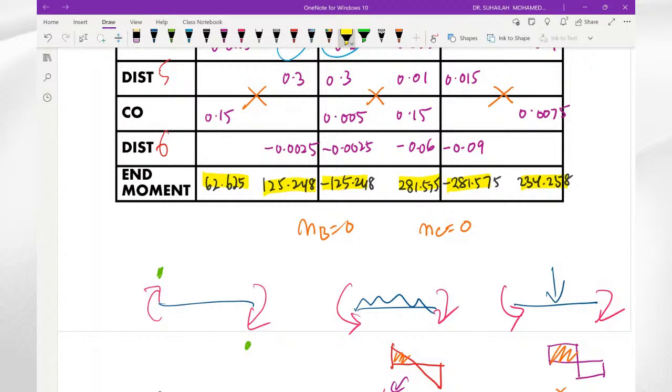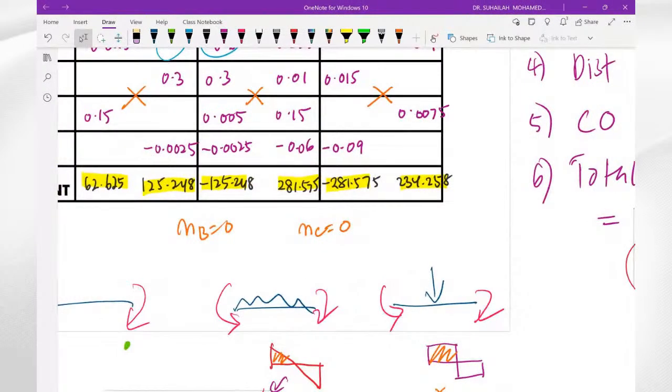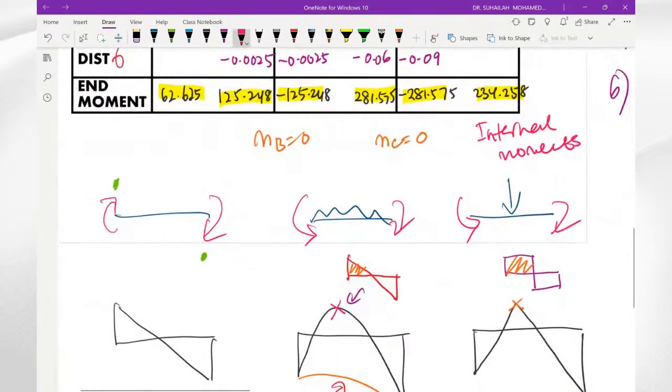Okay, so these are the member end moments, the output that we get from the distribution table when we analyze a beam using the moment distribution method. The end moment is actually the internal moment. So what does it mean? This internal moment means that these are internal forces in the beam, and from this internal moment we should draw the bending moment diagram.